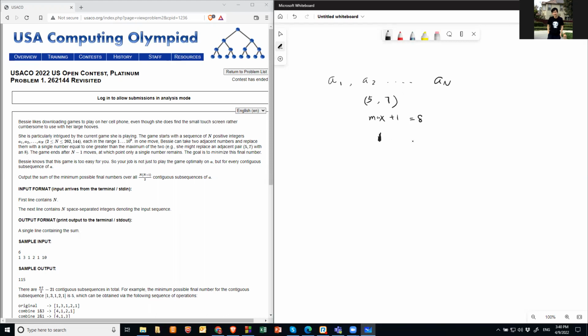Let's say that final value is V. What are all the possible V's if you combine all those together? So the question is, what are all the possible final numbers V, and the sum of that? Maybe you have another way to get 8. So if you have two different approaches to get V, then you count it twice.